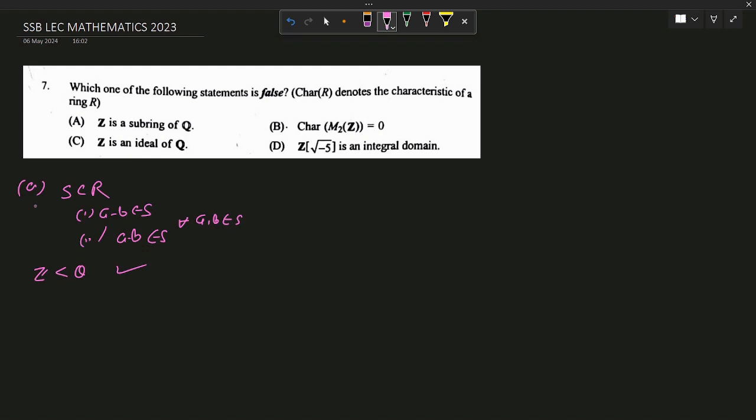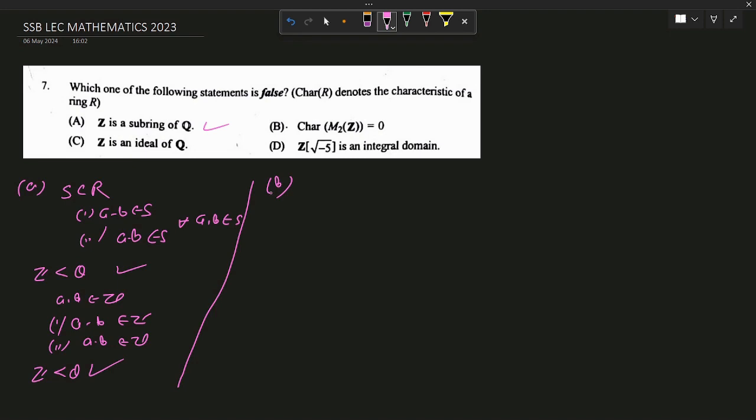This is true because if we take any two integers a and b belonging to Z, then we can say the subtraction of any two integers is again an integer. So a minus b also belongs to Z, and the multiplication of any two integers is again an integer. So a times b also belongs to Z. So by this result we can say Z is a subring of Q. So option A is true.